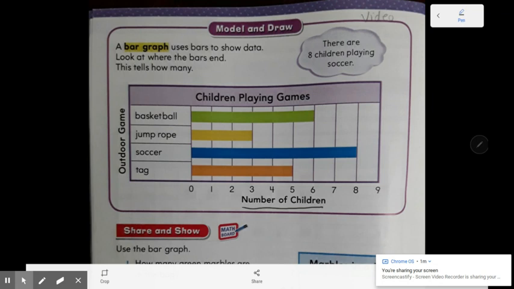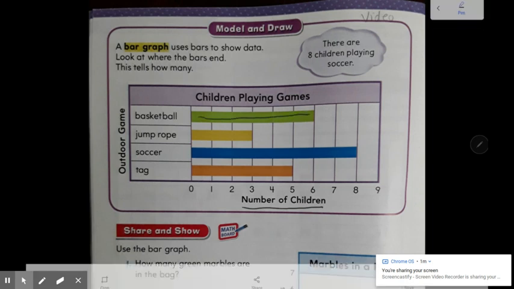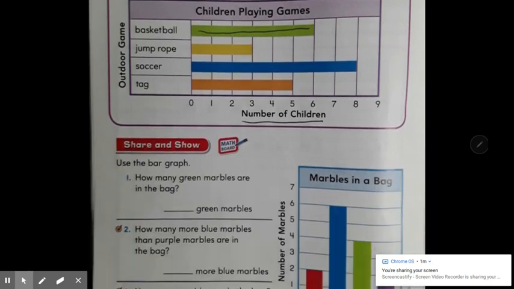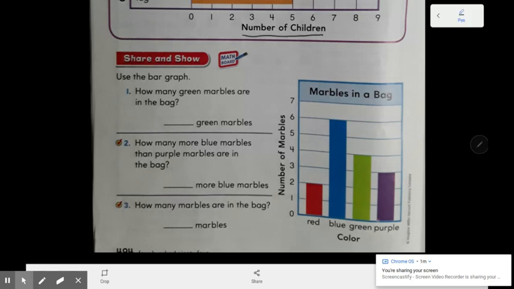So this bar graph is showing the information horizontal. That means going to the side. See how it's going to the side? Now, it can be represented also in a vertical way. This is vertical, going up. It's still the same information.